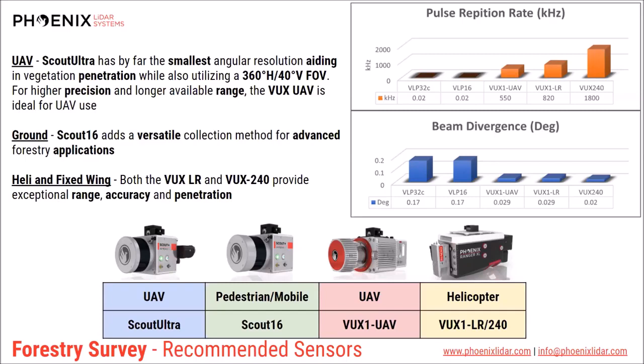And for a helicopter or perhaps fixed wing approach, we're going to highlight again the Vox LR and the Vox 240. The Vox LR has the advantage of being able to be deployed on a UAV, whereas the 240 draws more power and is heavier, requiring a helicopter or fixed wing, but can acquire a tremendous amount of data in a small amount of time from a very large range.